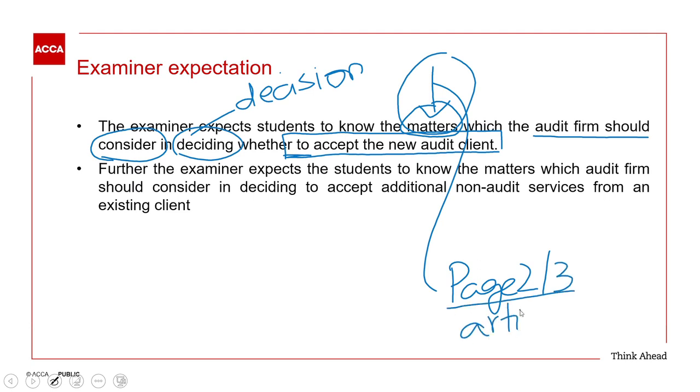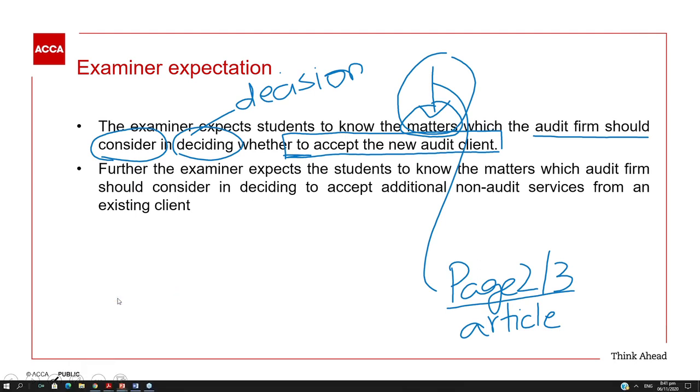So if you read this article, can you develop a list of matters, everyone? If you read page number 2 and page number 3 of the article, will you be able to develop a list of the matters which the audit firm should consider? Right? So please carefully read page number 2 and page number 3, so you know the matters which the audit firm should consider in deciding whether to accept a new audit client.